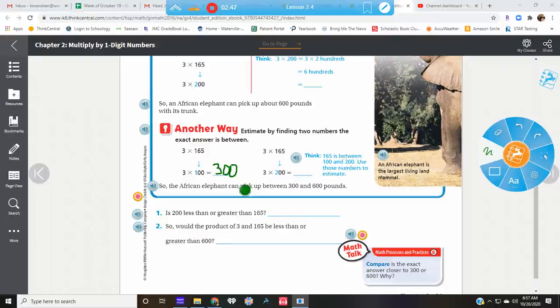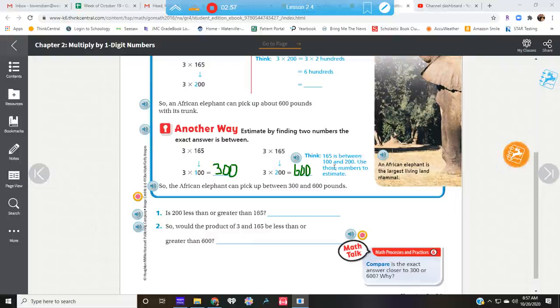Okay? This next one, 3 times 2 is 6. Add our 2 zeros right here. So think 165 is between 100 and 200. Use those numbers as our estimate. That's what we did. So an African elephant can pick up between 300 and 600 pounds.